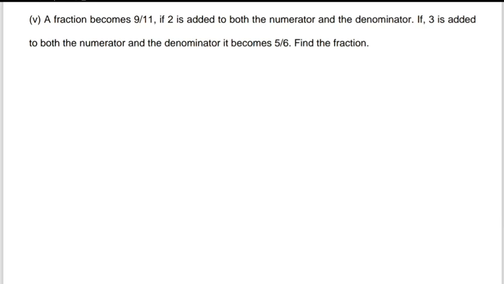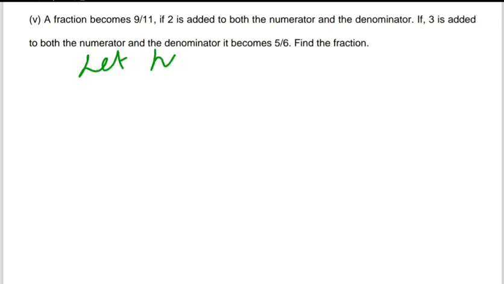So this is our last sum in the second exercise of pair of linear equations. So let's go. A fraction becomes 9 by 11 if 2 is added to both numerator and denominator. If 3 is added to both numerator and denominator, it becomes 5 by 6. So there's a fraction with a numerator and a denominator. Let us assume the numerator to be x and the denominator to be y. So according to that, we will be doing the question.